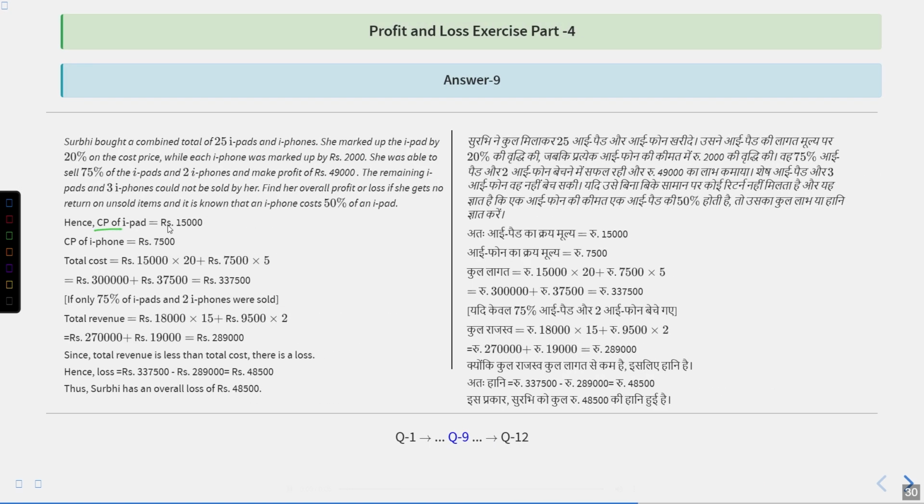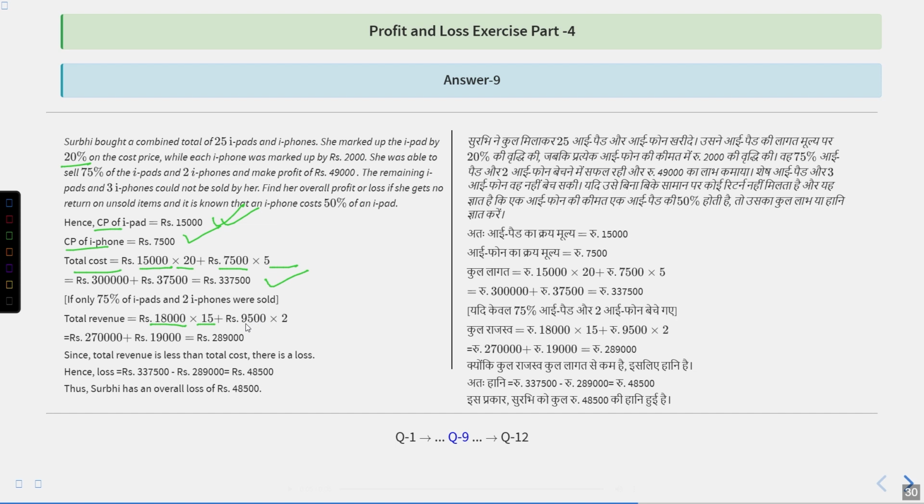Hence the cost price of each iPad will be 15,000 because it is 20% of the cost price. Clear? It is given that she marked up the iPad by 20% of the cost price. If 20% is 3,000, then 100% is 15,000. So the cost price of an iPhone, which is 50% of the iPad, becomes 7,500 rupees. So the total cost will be 15,000 multiplied by 20 plus 7,500 multiplied by 5. When we calculate it, we get 3,37,500 rupees. Clear?